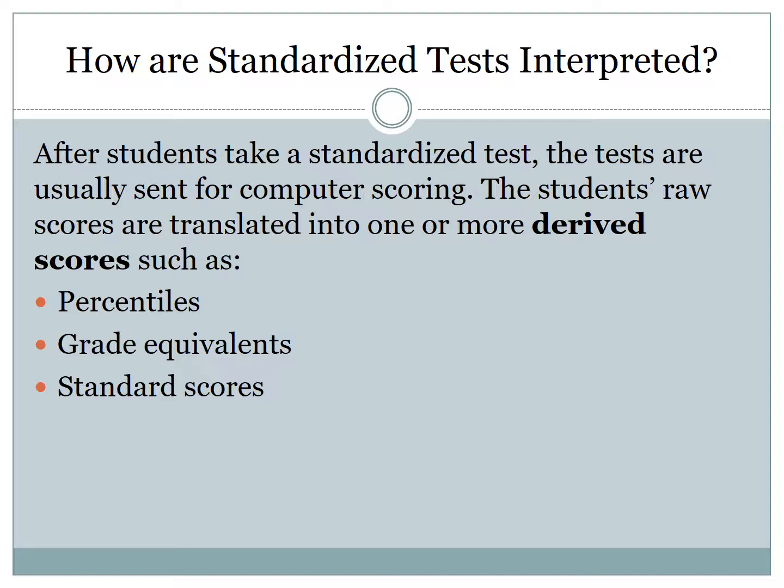How are standardized tests interpreted? Well, after the students take a standardized test, they're usually sent for computer scoring. The students' raw scores are translated into one or more derived scores. When you're looking at the reporting, you're going to see a raw score for the student that doesn't mean that much. That's why the companies translate them into one of three scores: percentiles, grade equivalents, or standard scores. We're going to talk about each one of these so you know what you're looking at.